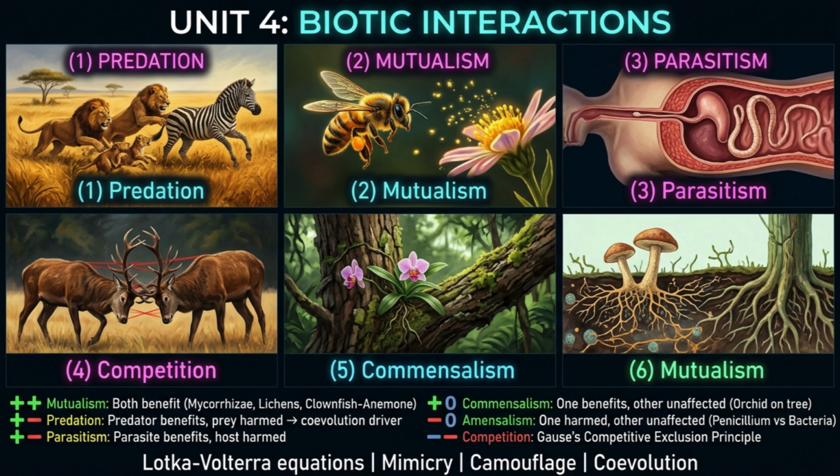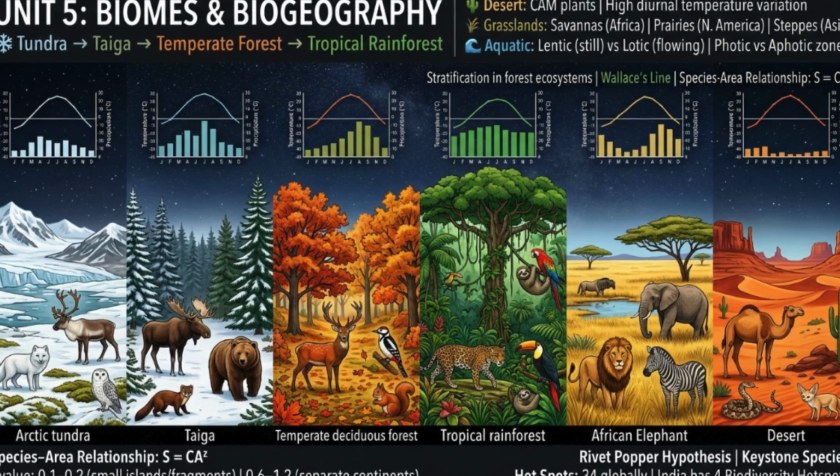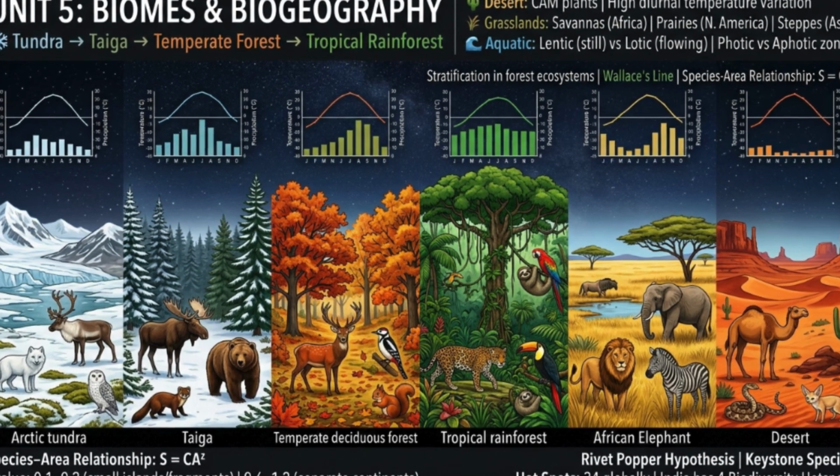Competition. Gause's competitive exclusion principle states that two species competing for identical resources cannot coexist indefinitely. One will always outcompete the other. This principle has been directly tested in NEET. Know it cold.